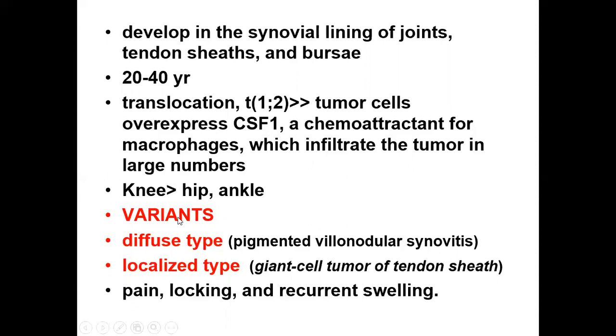Variants are types of giant cell tumor of tendon sheath. One is the diffuse type, that is pigmented villonodular synovitis. The other is the localized type, giant cell tumor of tendon sheath. The affected joint becomes painful, there are reduced movements, and there is recurrent swelling.